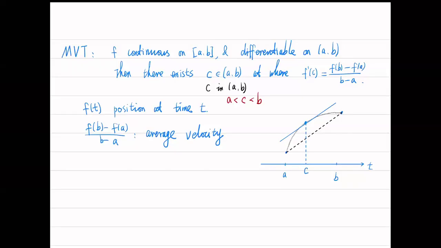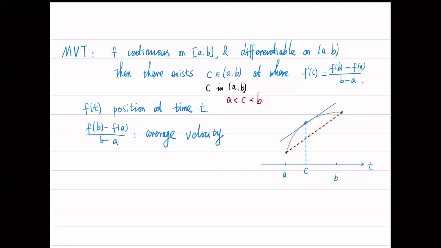By trial and error, I find if I start here, the slope is too large. If I start here, it's too late, the slope is too small. Somewhere in between, we have the exact slope. At this point, the instantaneous velocity equals the average velocity.